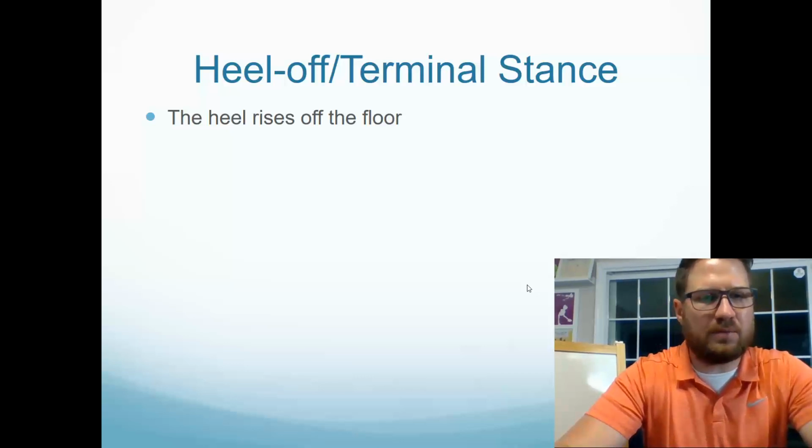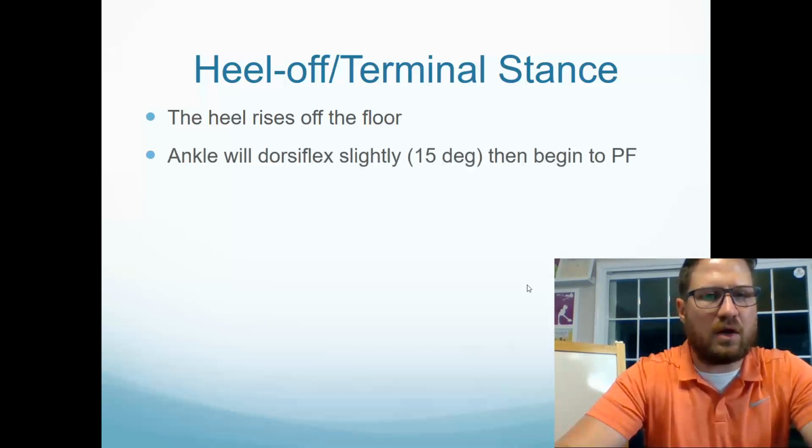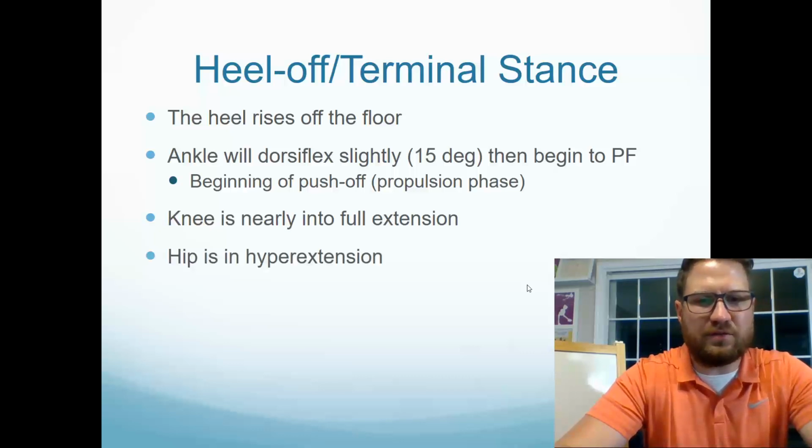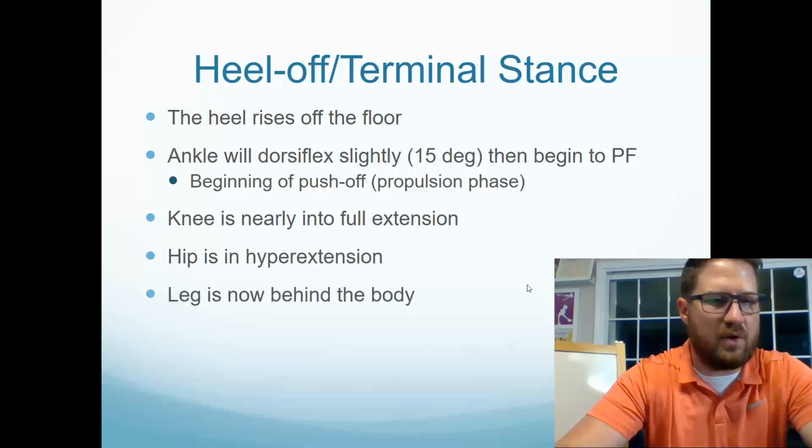And then heel off, or terminal stance, the heel rises off the floor. Our ankle will dorsiflex to about 15 degrees and then begin to plantar flex as we are being propelled forward. Knee is nearly in full extension. Hip is in hyperextension because our body is now way forward over our leg.